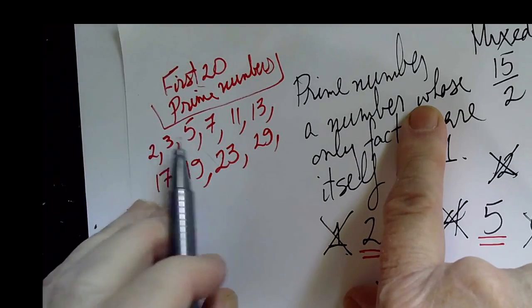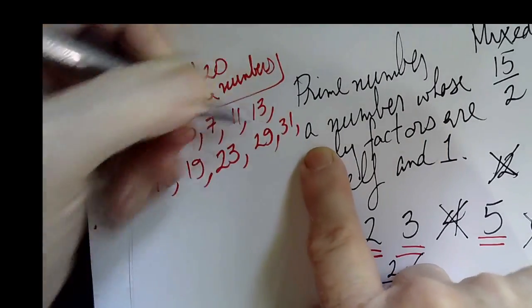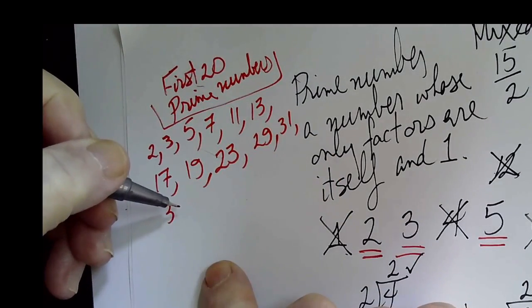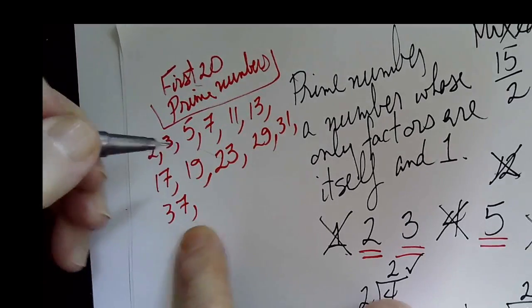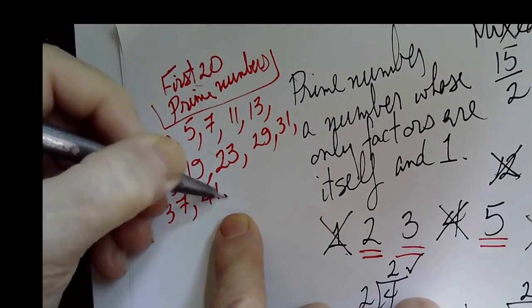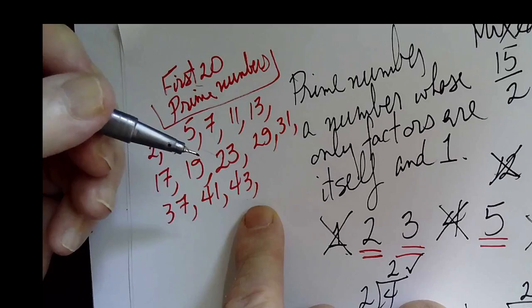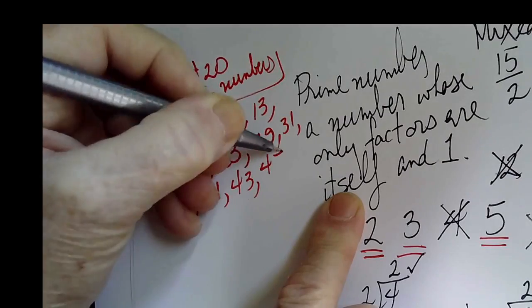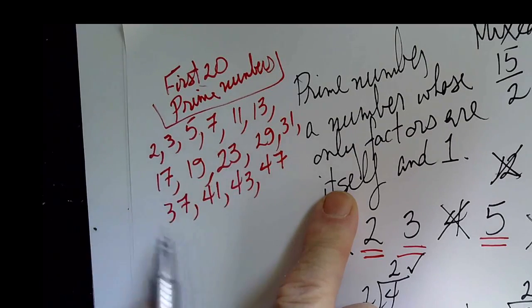So let's see, 1, 2, 3, 4, 5, 6, 7, 8, 9, 10. 31 is next. That's 11. 37, 41, 43, 47. Let's see how many we've got. 1, 2, 3, 4, 5, 6, 7, 8, 9, 10, 11, 12, 13, 14, 15.